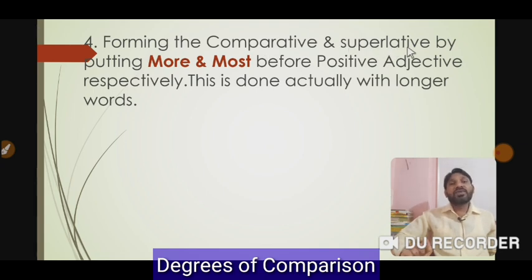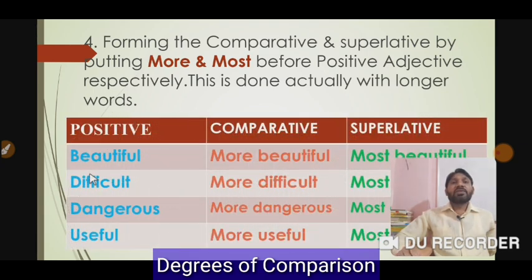If we find the spelling of a word is very lengthy, then what do we have to do? We have to use more or most to form the comparative and superlative degree. Okay. See, beautiful: if we say beautifuler, if we say difficulter, if we say dangerouser, it will sound odd. So it should not sound odd.